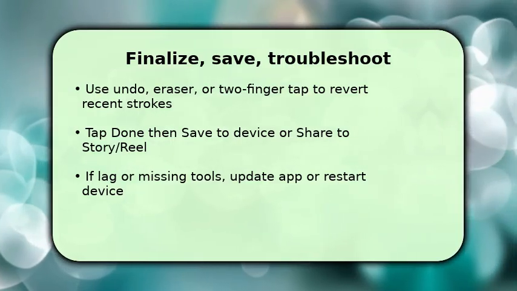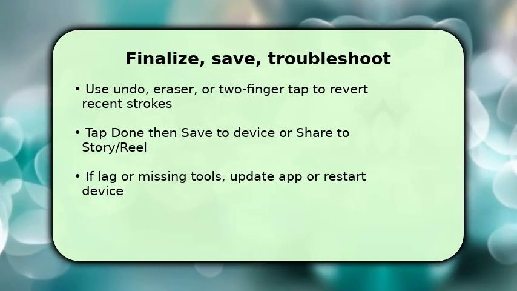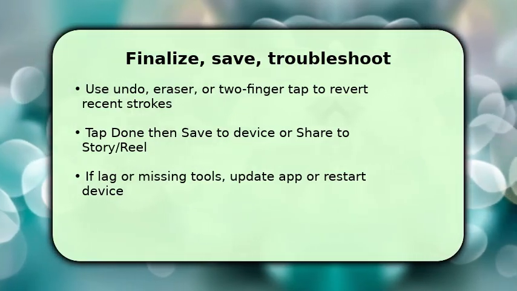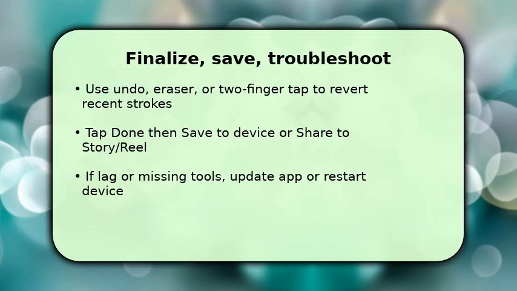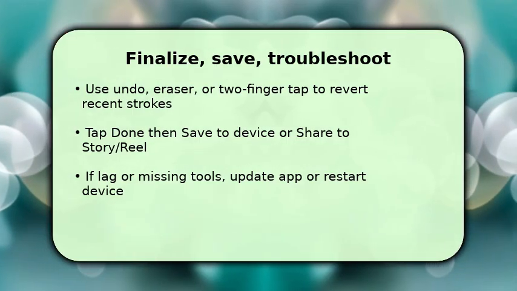If the draw tool behaves oddly, lagging, missing brushes, or color picker errors, make sure the app is updated and restart your device. That resolves most glitches. If problems persist, reinstalling the app clears corrupted settings, so you can continue drawing.